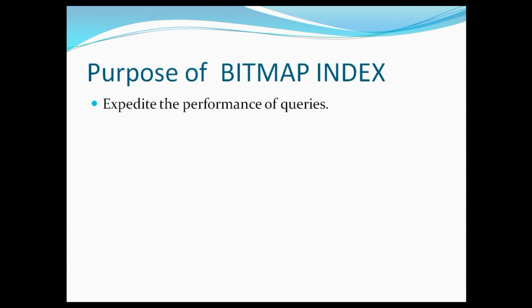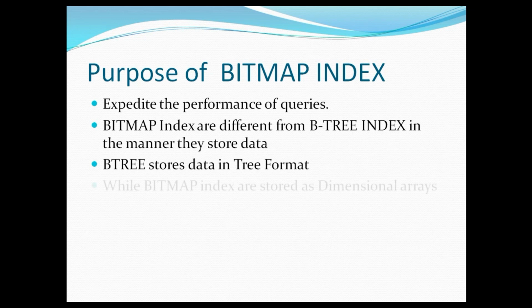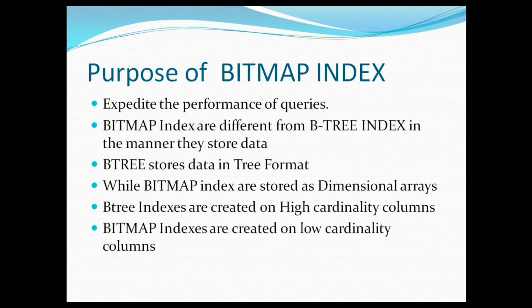Now let's understand what is the basic difference between bitmap index and B-tree index and what kind of index should be chosen in what kind of situation. Bitmap index and B-tree index are different in the manner in which they store data. B-tree index stores data in tree format, while bitmap index, which we are going to discuss today, stores data as two-dimensional arrays. Bitmap indexes are created on low cardinality columns, while B-tree indexes are created on high cardinality columns. Now what exactly is a low cardinality column? A low cardinality column is a column that has a small number of distinct values in a table.